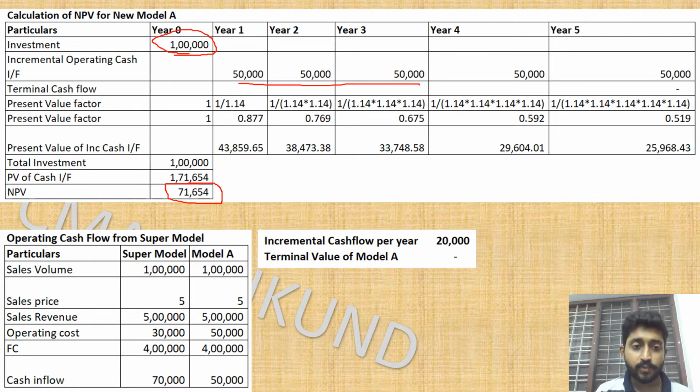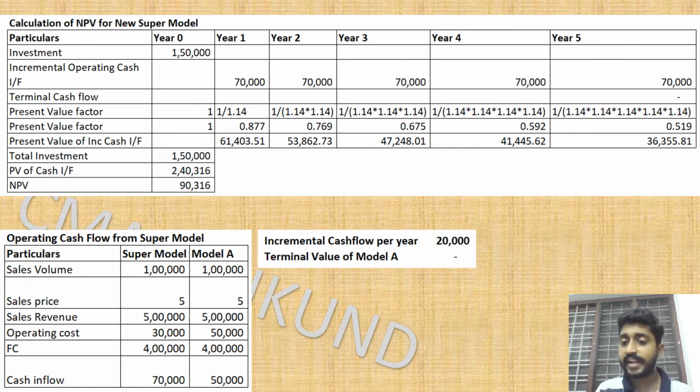Now for super model, what is the cash flow? Cash flow per year, 70,000 is a cash flow. Let's go for the super model. What is the investment required for super model? We have to invest 1,50,000 in the first year for buying the super model, and every year it will give 70,000 for the year 1 to year 5.